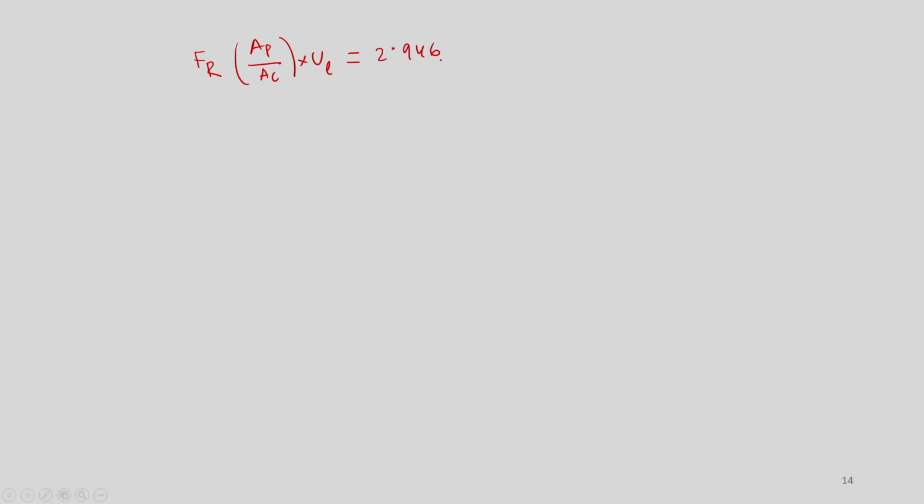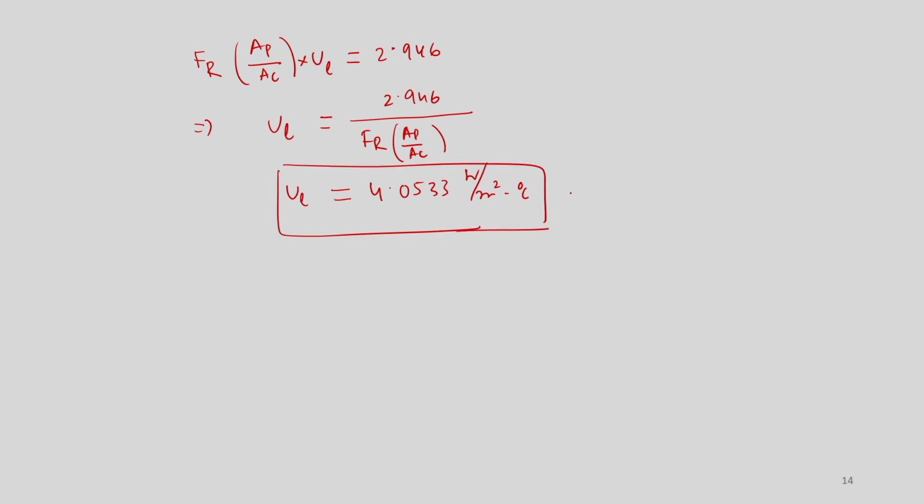Now, to calculate UL, we have to use this expression: FR AP by AC into UL, which is equal to 2.946, right. So, if you substitute these values of FR, UL will be 2.946 divided by FR AP by AC. Okay. So, if we substitute these values, UL will be 0.533 watt per meter square, per degree Celsius. Okay. So, UL value we have calculated. This is the solution for the first part.